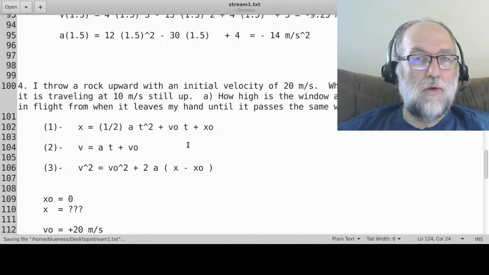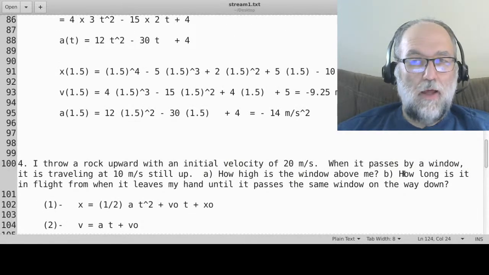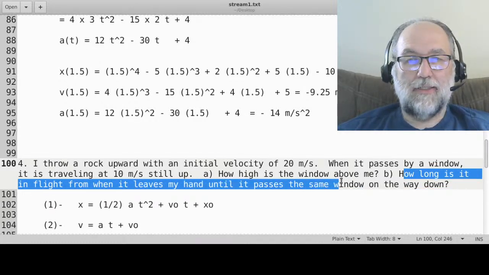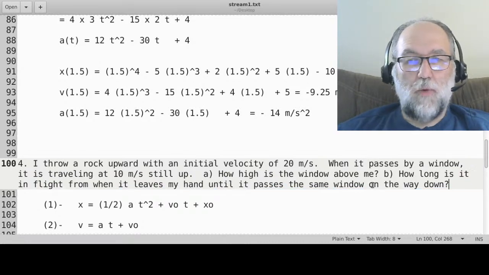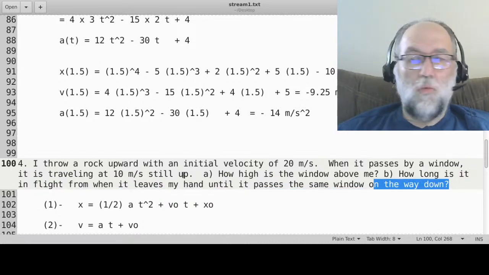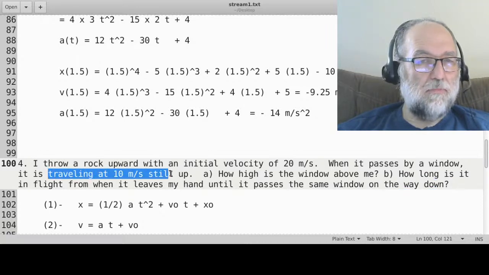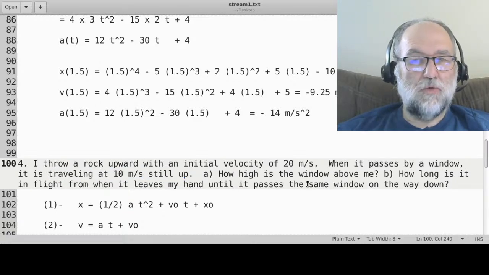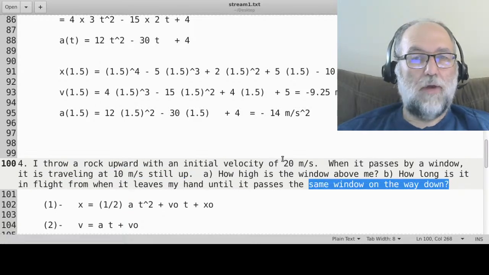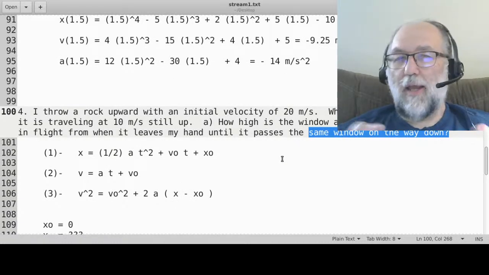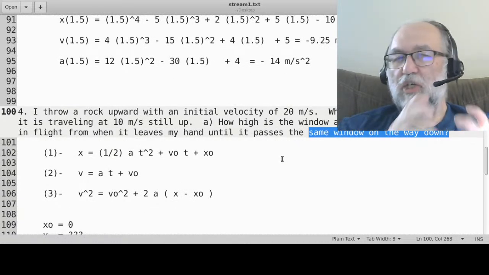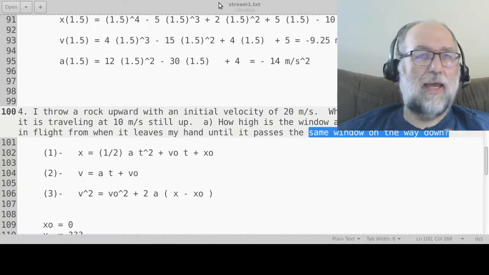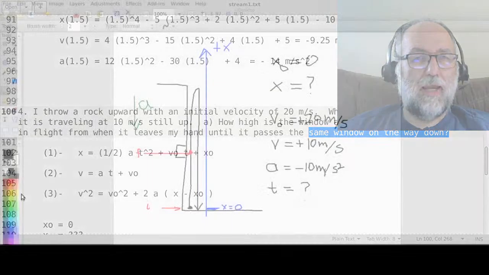Part B was: how long is the rock in flight from when it leaves my hand until it passes the same window on the way down? The "on the way down" is a clue, which is why I said here, traveling 10 meters per second still in the upwards direction, because now we have a slightly different situation. We actually have it coming down. Whenever you have part A and part B, be careful that I didn't change either the initial or the final points, because if I did, then you have to rethink it. It's not that bad, but you do have to rethink it.